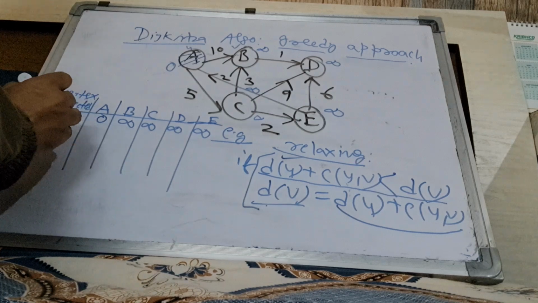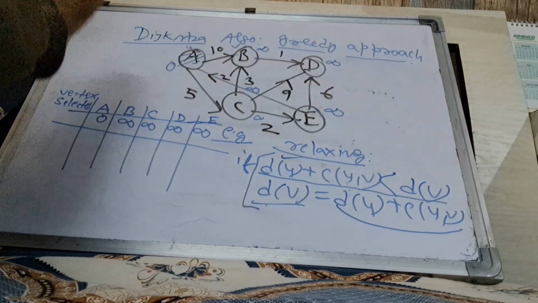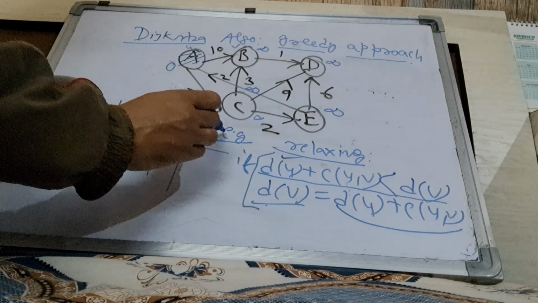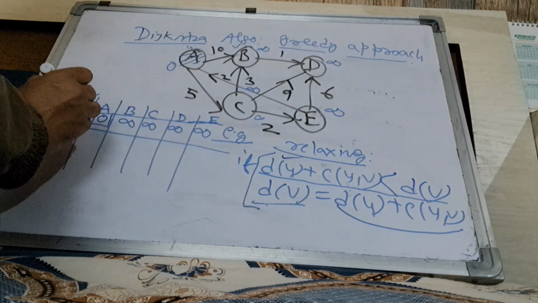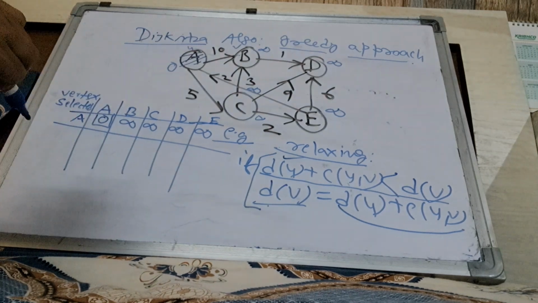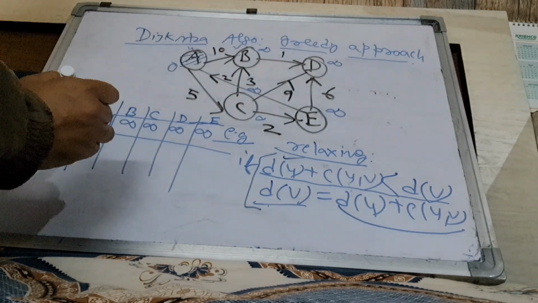And what vertex are we selecting right now? Right now, the shortest distance vertex. So out of all these infinity, which is the shortest? 0 is the shortest, so we will be starting with A only. Fine. So this is the selected vertex right now.